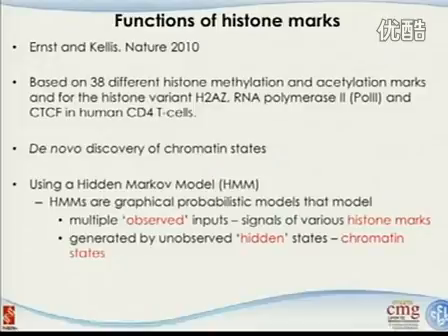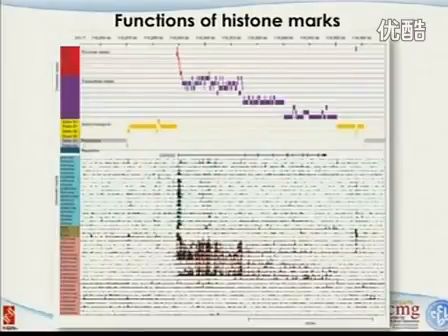But the point here is it's a probabilistic model that models the multiple observed inputs. For us, here are the signals of various different histone marks. So we have 38 different histone marks, and this is the observed input, generated by unobserved hidden states. This is how the model is organized. And these hidden states are actually the chromatin states. For example, which state is a promoter, which state is the enhancer, and so on and so forth. Let me directly jump into the results.